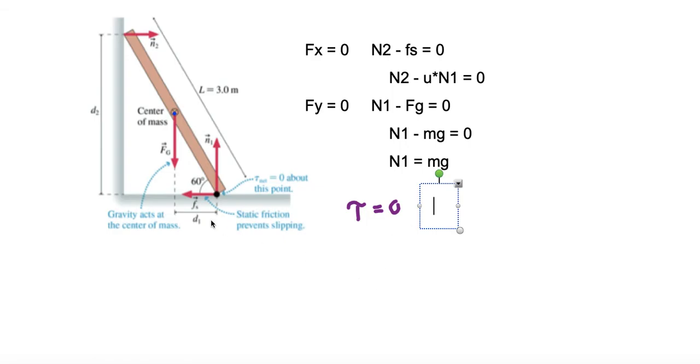We could put our pivot point at the bottom right here, because then the friction force and the normal force provide no torque around that pivot point. But we could put the pivot point in the middle, or at the top. I am recognizing that N2 really does not play a part in the equation, so I am going to say that our pivot point should be right up here at the top.